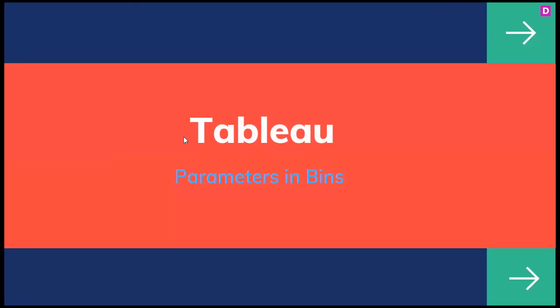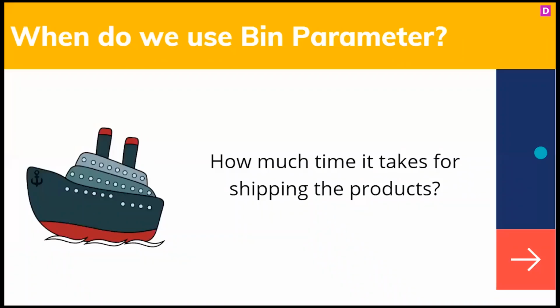When I say the parameter in bins, it is nothing but I just wanted to see a visual representation of the data, and that visual representation of the data should be grouped by the bins. So that's what I wanted to look at now. To understand this in a better manner, why do we use a bin parameter first of all? Let me just give you a scenario. The scenario is very simple.